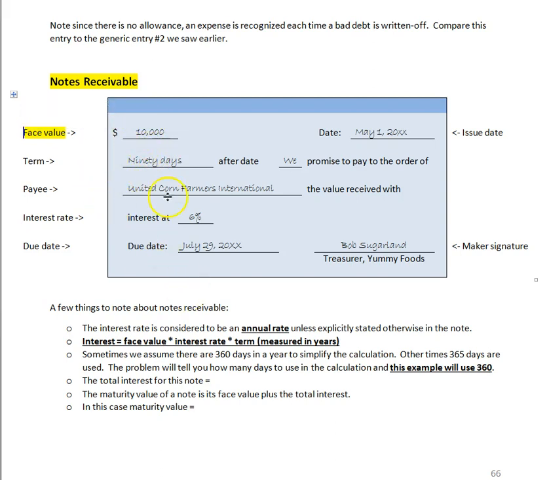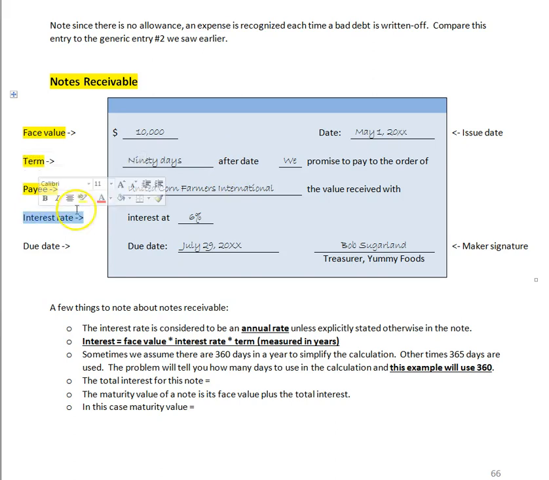I think we're going to stick with the term face value for this course. The term is how long it is. In this case it's 90 days. It could be 60 days, 90 days, 180 days, or anything that's defined in this contract. We have the payee. This is the party that's going to receive the payment on the due date.